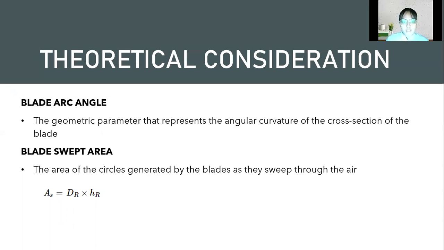Blade arc angle is one of the parameters that is considered in the design and efficiency of the IceWind turbine. It is the geometric parameter that represents the angular curvature of the cross-section of the blade. The size of the vortices created by advancing and retracting blades shows an effect on the coefficient of static torque and rotational speed, wherein the bigger the size of the vortices, the smaller the coefficient of static torque and rotational speed.